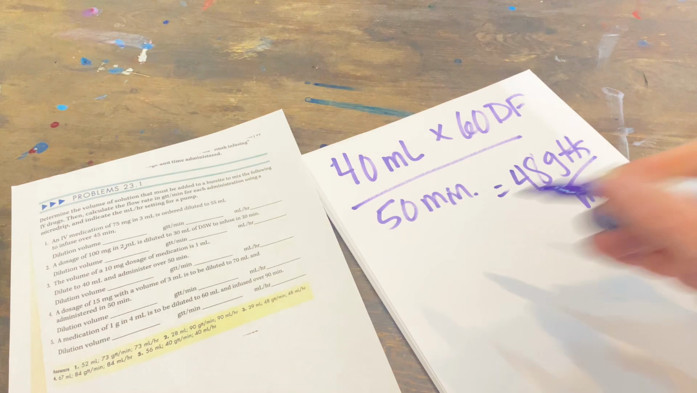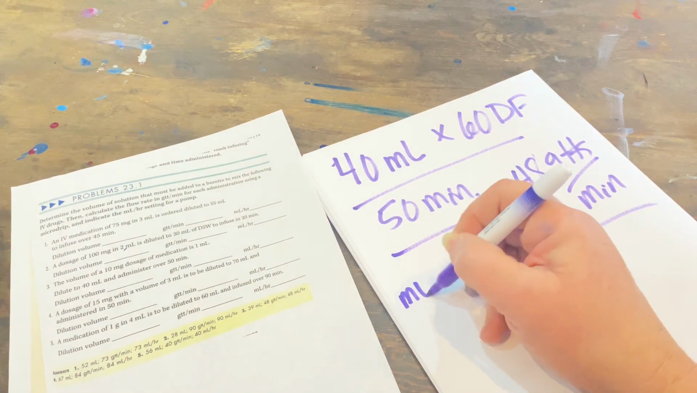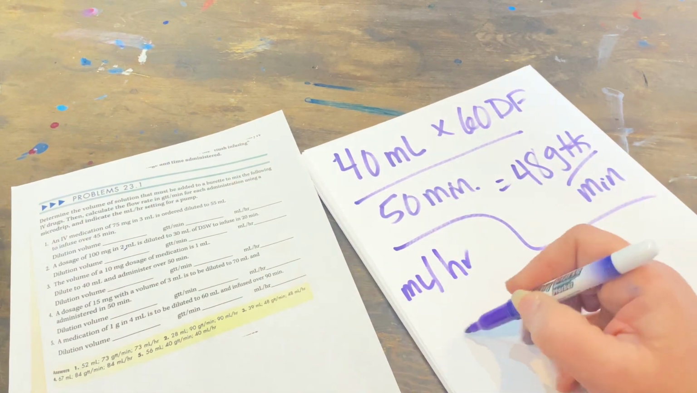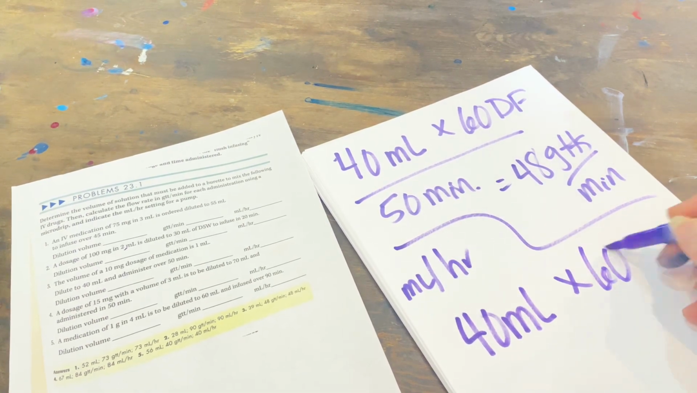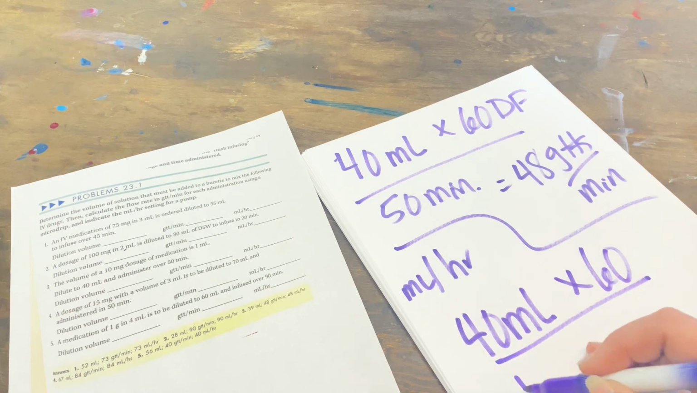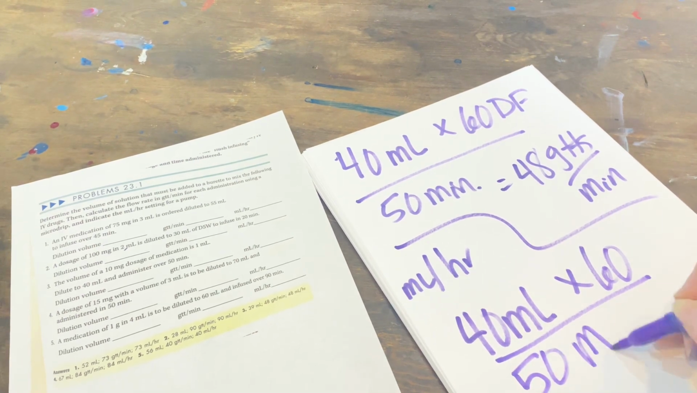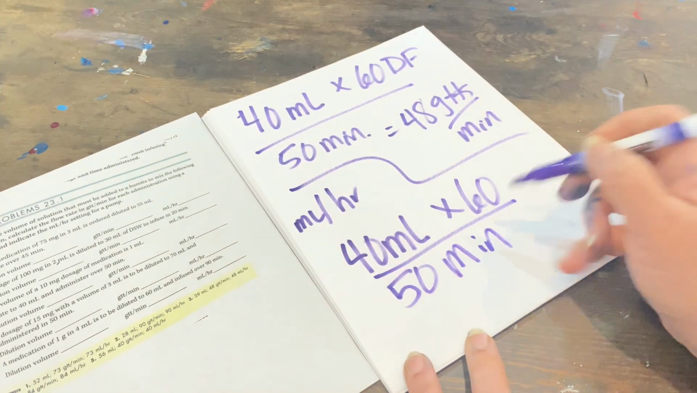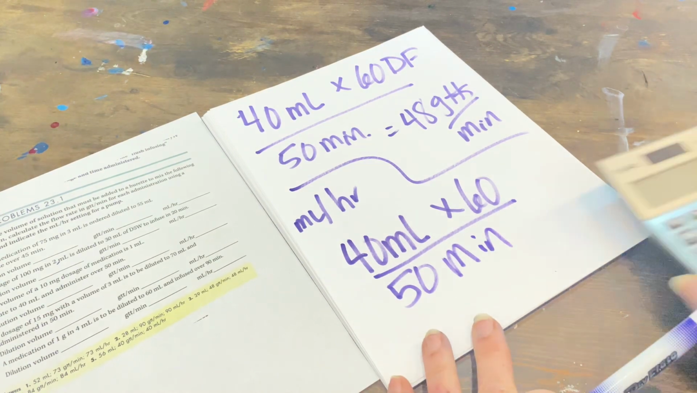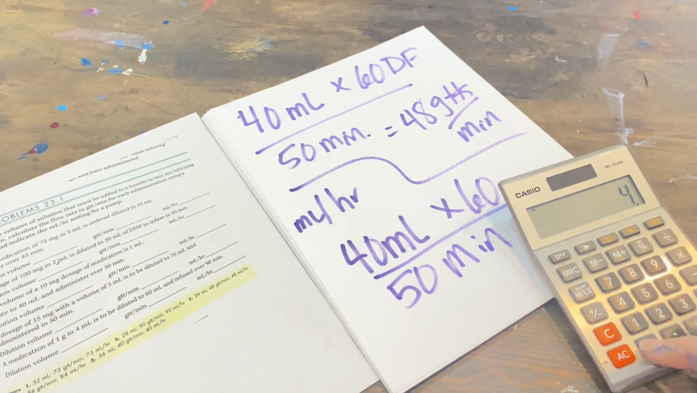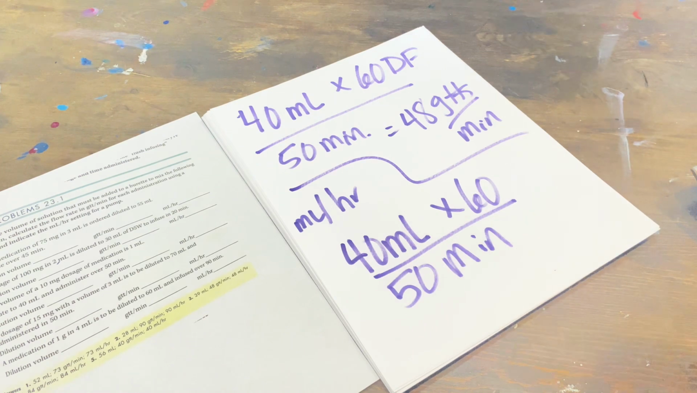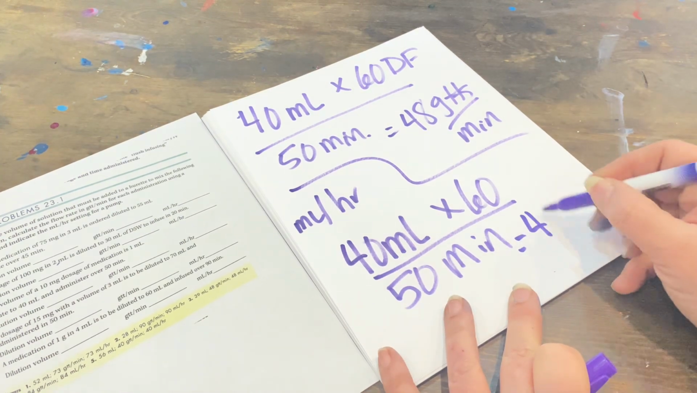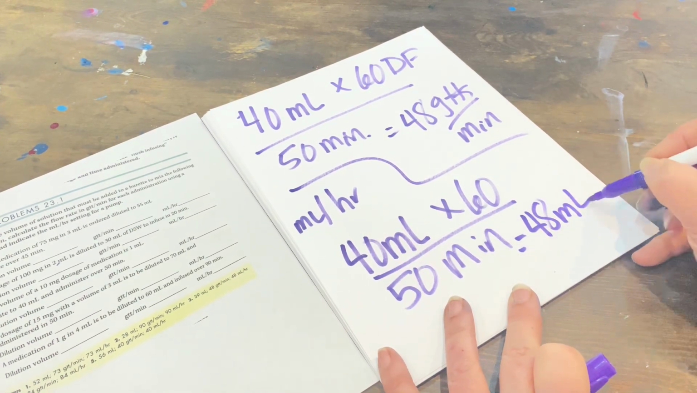And then we're going to do milliliters per hour. And we have 40 milliliters. And we're dealing with a 60-minute hour. But we're infusing it over 50 minutes. So we're going to do the same thing. 40 times 60 equals, divided by 50. Boom. 48 milliliters per hour.